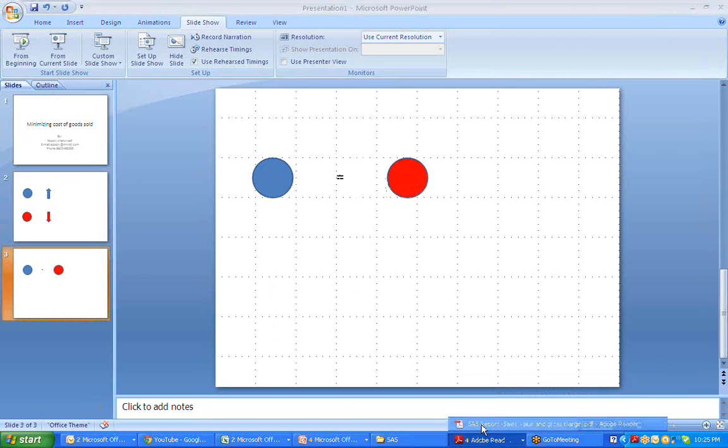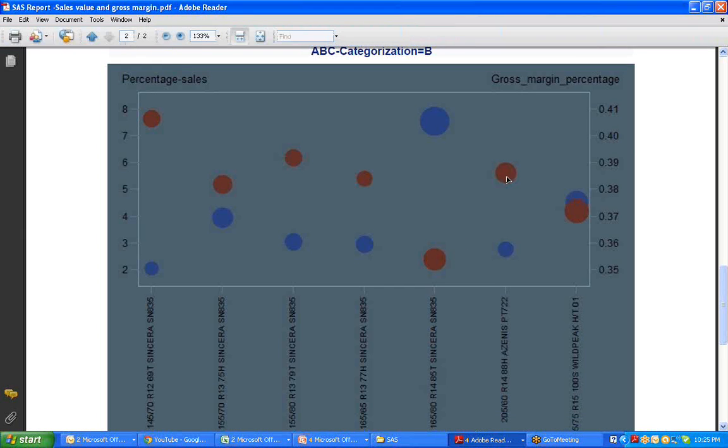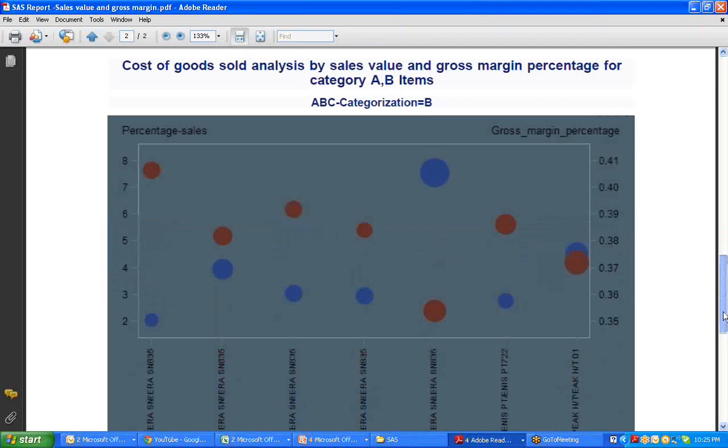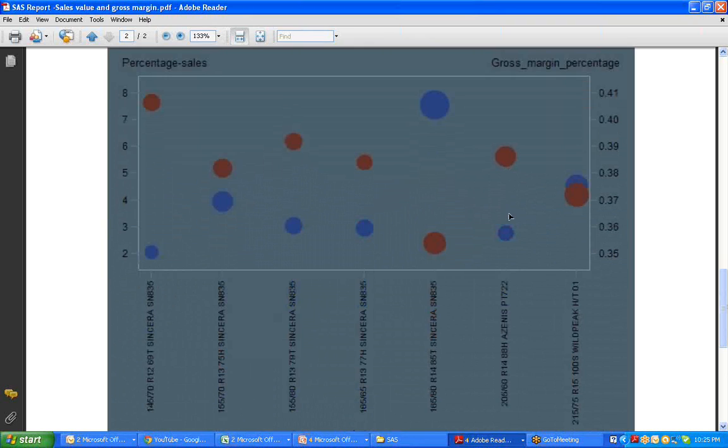Now let's look at what happens here. If the red and the blue bubbles are not the same size, for example the red bubble is bigger than the blue bubble, this indicates that there is an inventory problem, right? That means that you have purchased more than what you can actually sell. The third norm here is that as the distance between the two bubbles increases, the relative size of the bubbles should increase.